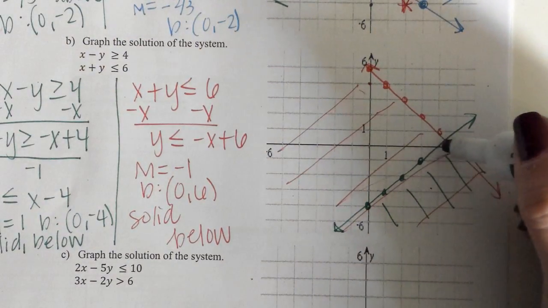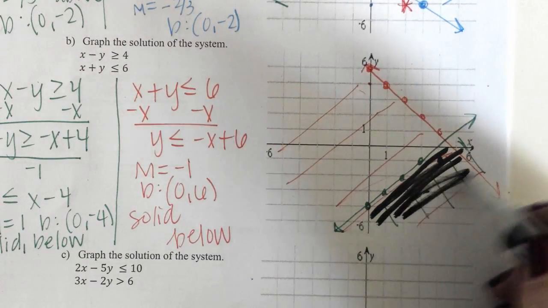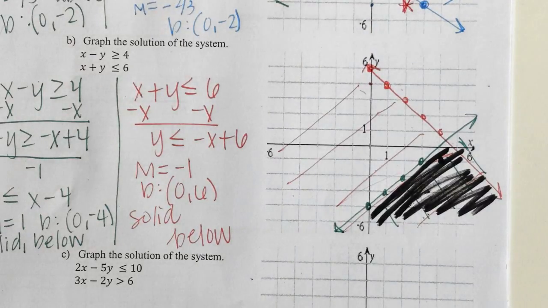4, 1, 2, 3, 4, negative 1. Is she correct? Yes, this is your solution region where there's red and green. So any point in there will work.